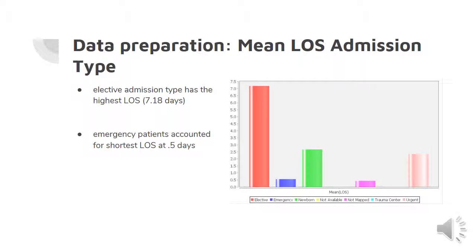Our next slide covers the mean LOS by admission type variable. The different admission types are like elective, emergency, newborn, trauma center, urgent, and it looks like the elective category has the highest mean LOS at 7.18 days, while emergency patients have the shortest LOS at 0.5 days.